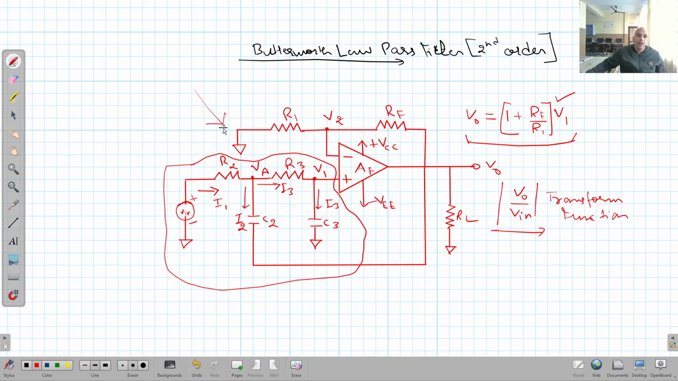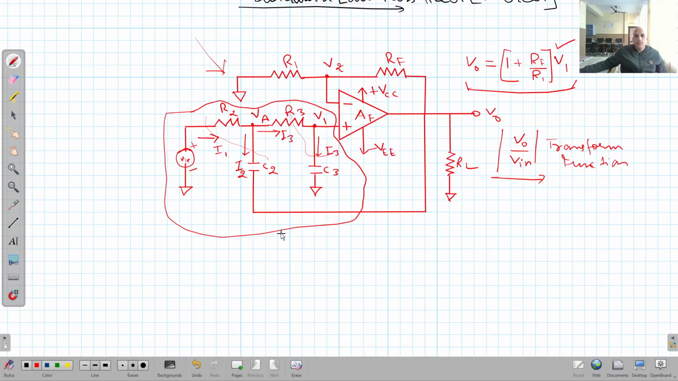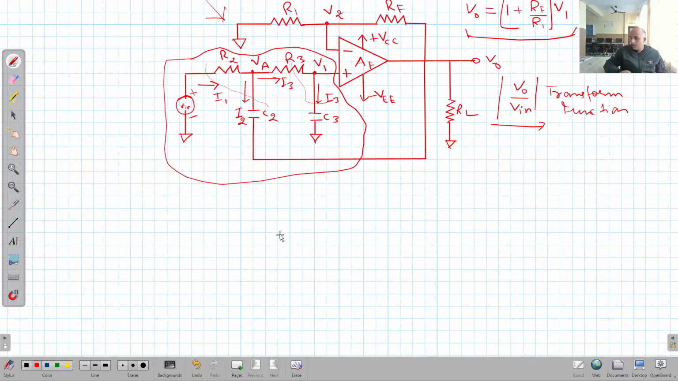This is the circuit diagram of a Butterworth low pass filter of second order. You can see here we have two filtering sections. This one is the first filtering section. This one is the second filtering section. Two filtering sections are applied here. That's why we call it a second order low pass filter. Right? Now, in order to simplify this part of the circuit, as I told you, I will draw a simplified diagram of this circuit. Right?